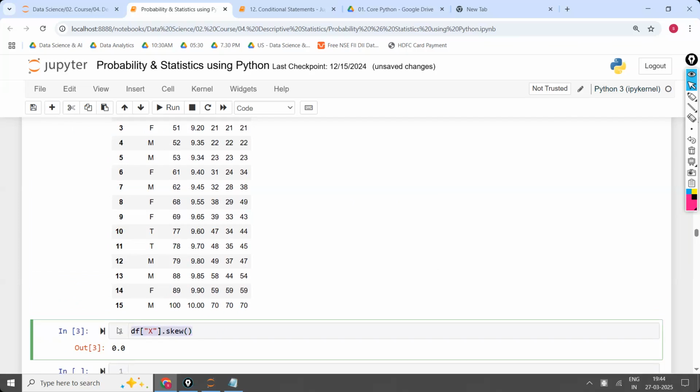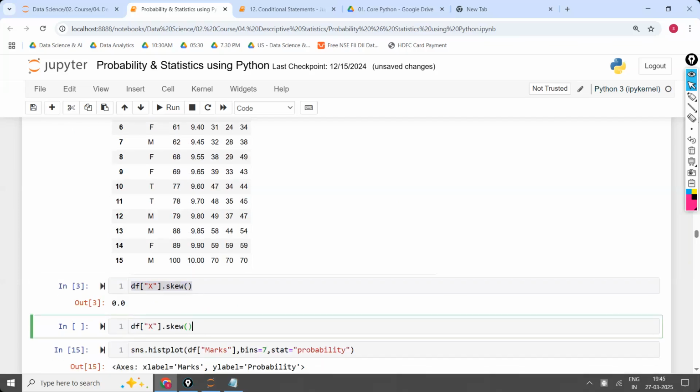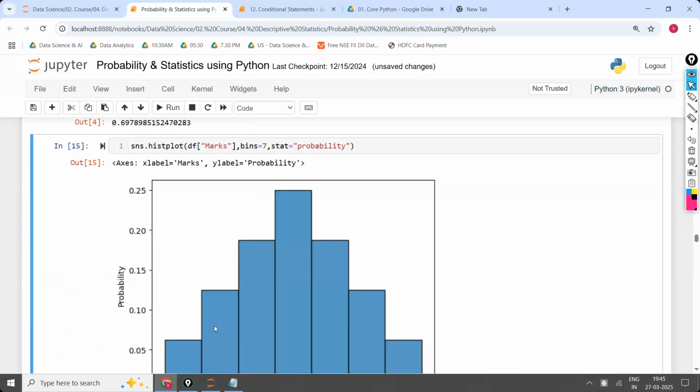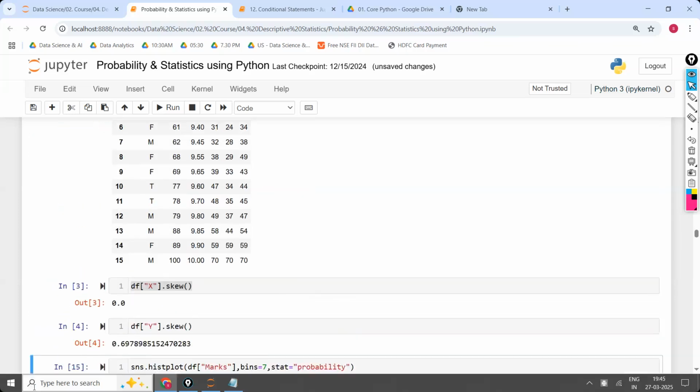Now, similarly, if you go with Y, the next column name is Y. Yesterday, open your notes, for the Y column I asked you to draw the histogram. You have written it already. For the Y column, what is the output you have got for the histogram? It is right skewed, which is nothing but positive skewed. Can you see here the number 0.69.